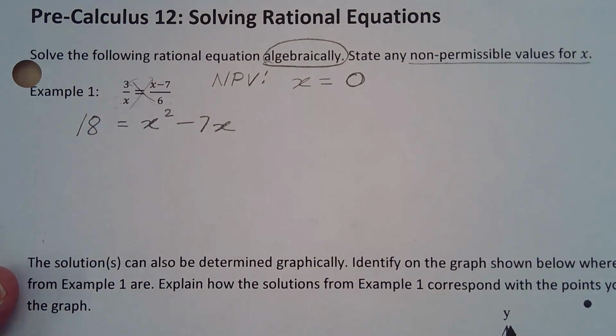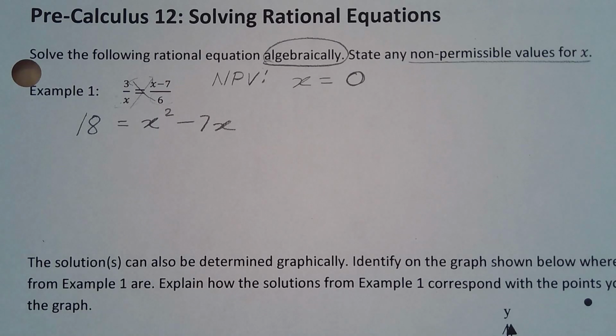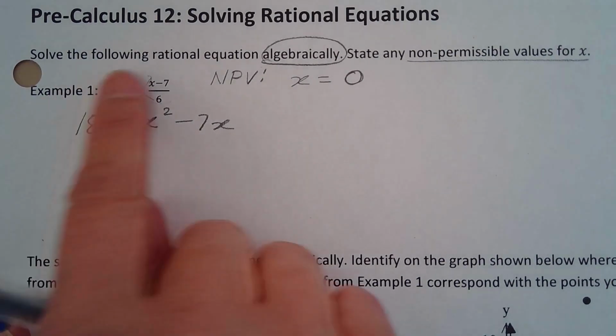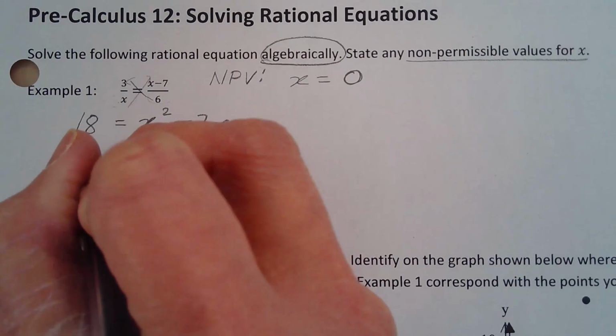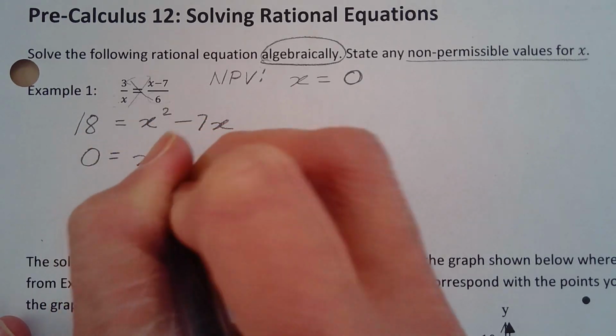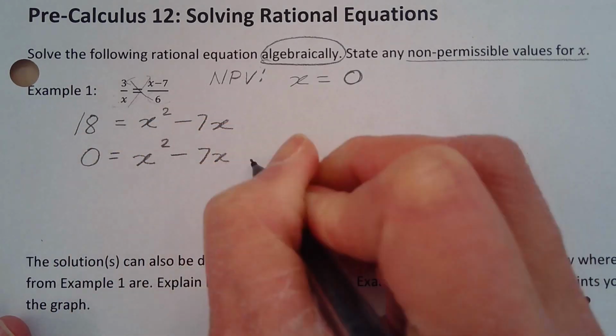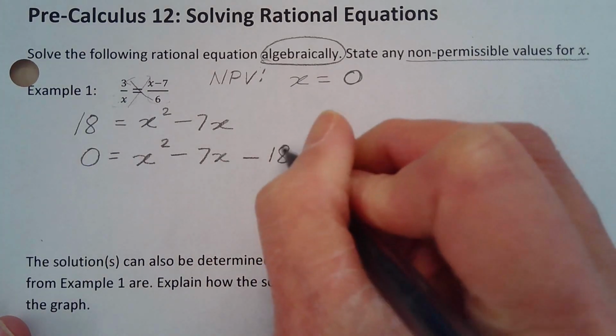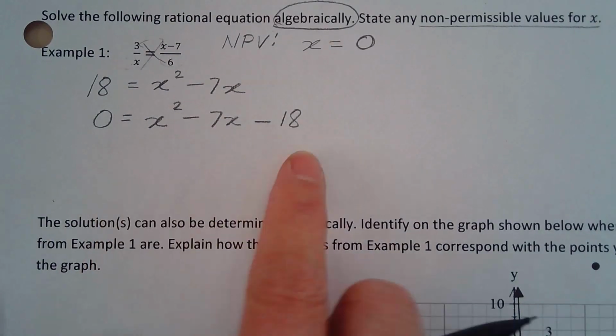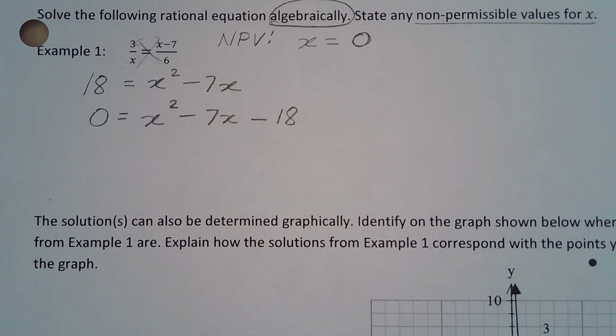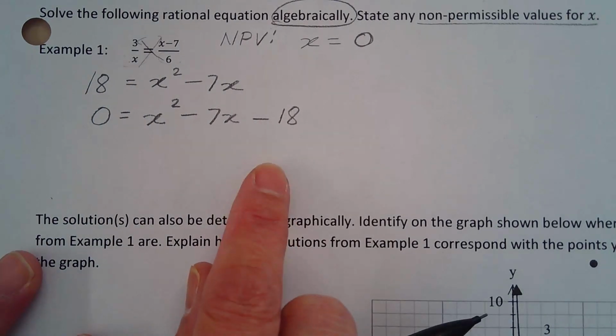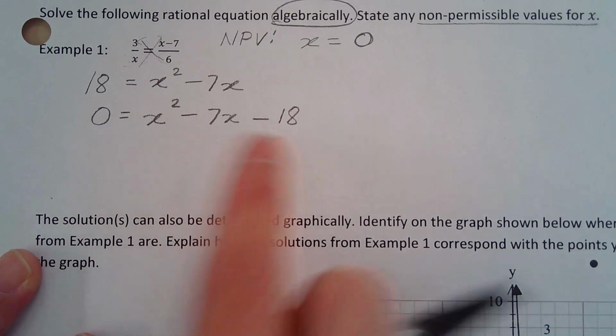And now how to solve this one? Well, we can solve it by factoring or quadratic formula. This one looks like factoring would be okay because it's not bad. It's (x minus 9)(x plus 2). So we might have two possible solutions: x equals 9 and x equals negative 2.